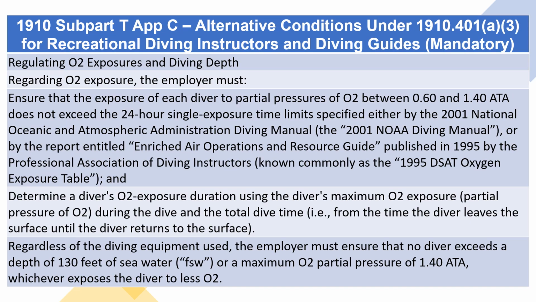Regulating O2 exposures and diving depth. Regarding O2 exposure, the employer must ensure that the exposure of each diver to partial pressures of O2 between 0.60 and 1.40 ATA does not exceed the 24-hour single exposure time limit specified either by the 2001 National Oceanic and Atmospheric Administration Diving Manual, the 2001 NOAA Diving Manual, or by the report entitled Enriched Air Operations and Resource Guide published in 1995 by the Professional Association of Diving Instructors, known commonly as the 1995 DSAT Oxygen Exposure Table, and determine a diver's O2 exposure duration using the diver's maximum O2 exposure, partial pressure of O2, during the dive and the total dive time, i.e., from the time the diver leaves the surface until the diver returns to the surface.